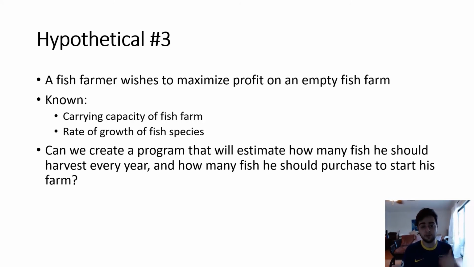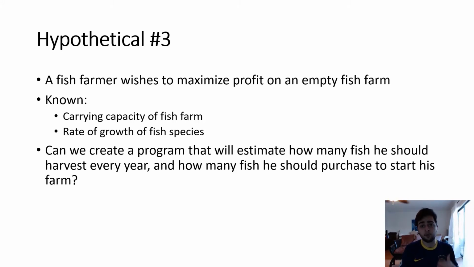So similarly to before, we are still going to be telling our client how many fish he should harvest in a given year and how many fish he should purchase to start his farm. But this time we are not going to be told a selection of harvesting rates or initial populations to choose from. Before, we were simply comparing between 3 choices of one and 3 choices of another. This time we have to come up with these on our own.